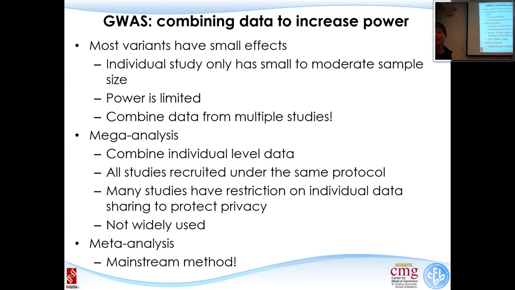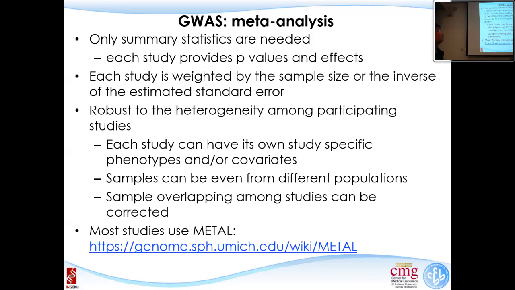In meta-analysis, only summary statistics, only p-values and their effects, are needed. You don't need any individual genotype data. And each study gets its own weight, because different studies have different sample sizes. For the bigger studies, with larger samples, the results are statistically more robust, so we want to put more weight on them.